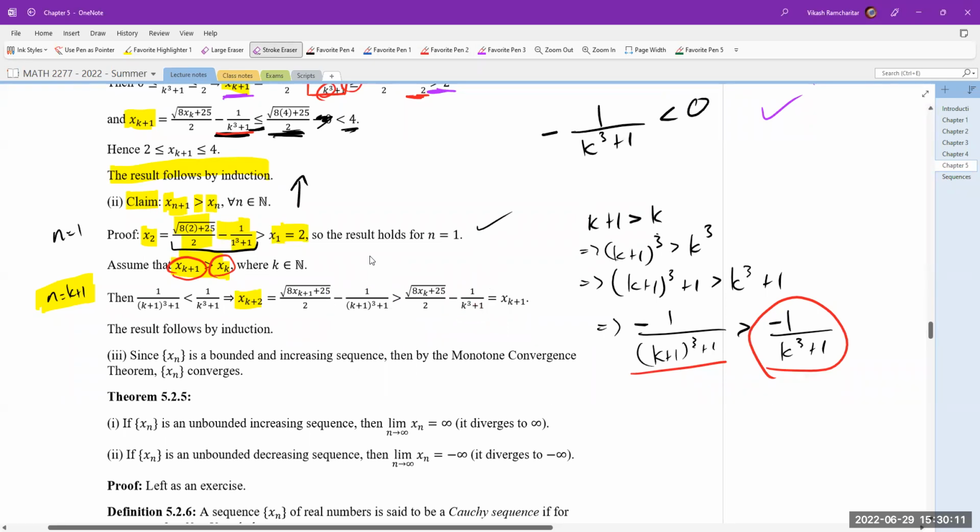And of course, this term now is simply xk plus 1. Okay, so we showed that xk plus 2 is bigger than xk plus 1. So the result follows by induction that it's increasing. So since my sequence is bounded and increasing, by the monotone convergence theorem, it converges.